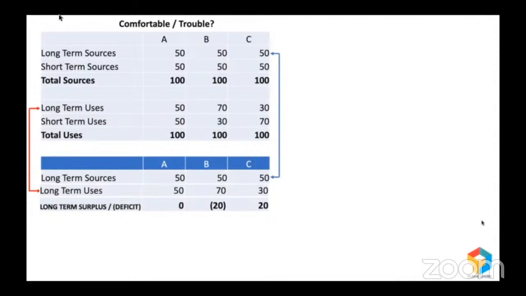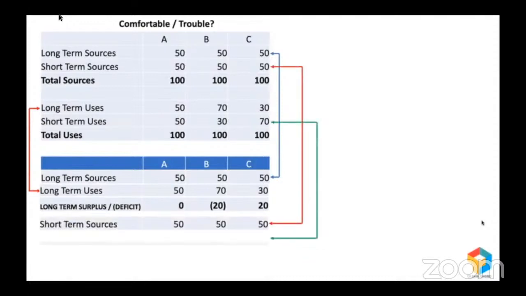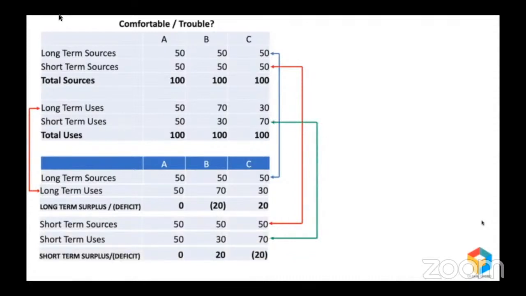And now let me take short-term sources. I'll compare that with short-term uses. And let's see what the position is. For company A, obviously no surplus, no deficit. But company B, they raised a short-term fund of 50 and used only 30, so they had a surplus of 20. And company C, they raised only 50, they've used 70, they had a deficit. So it might look like company C is in trouble because they had a deficit and company B is comfortable because they had a surplus, but that's not the understanding.